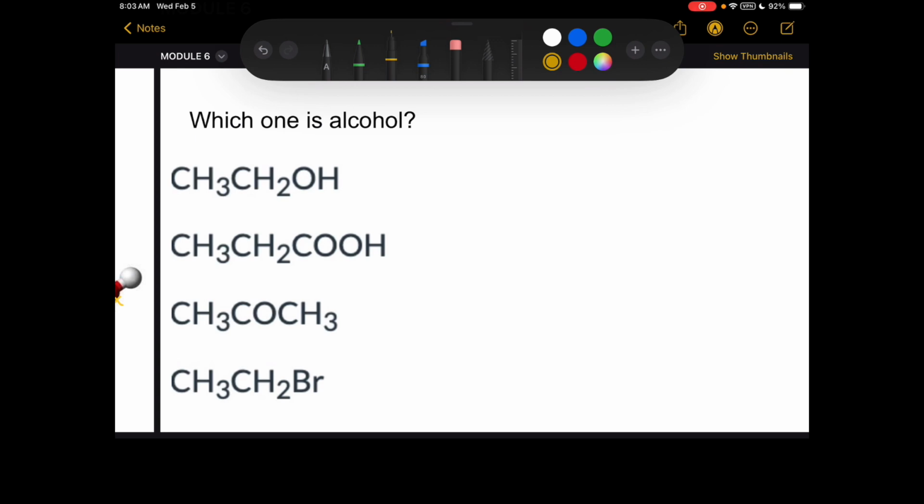Okay, so when we look at here, which one is the alcohol? Remember, alcohol is the OH group that is attached to the carbon. There is one OH, and it looks like it's attached to carbon. There is one OH, but this is attached next to the O. So this is COOH, and this will be an acid. There is no OH here, there is no OH here, okay? Then this will be the alcohol.